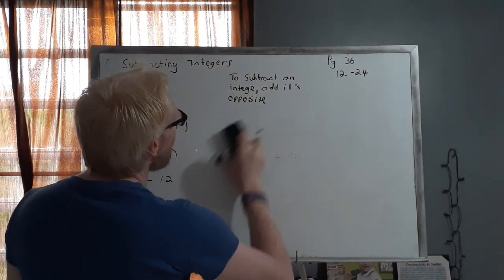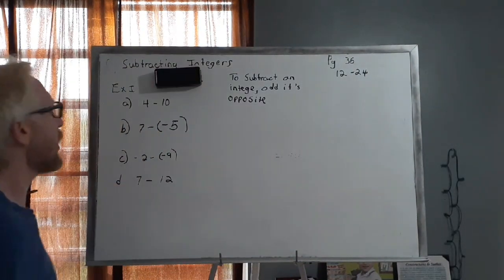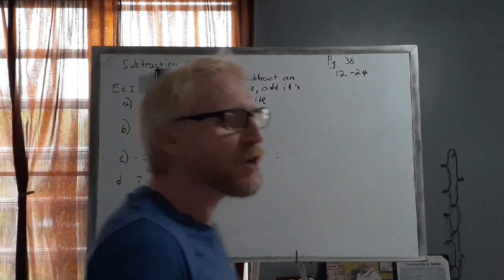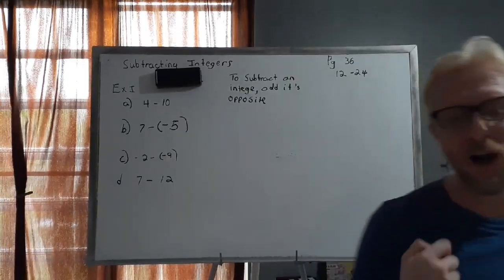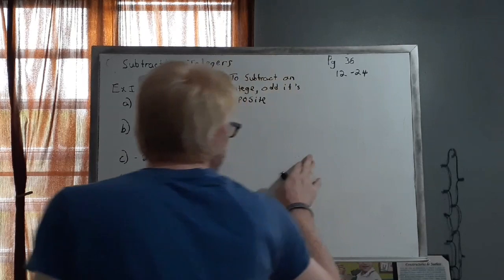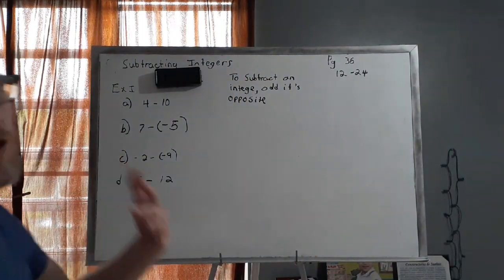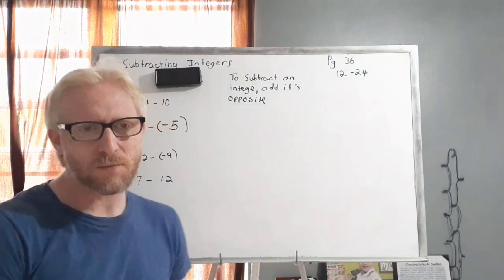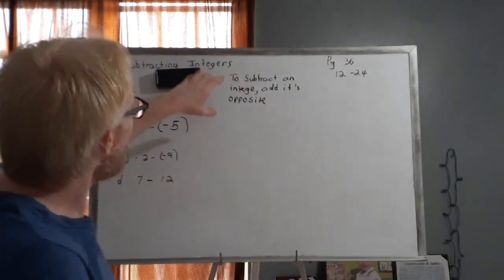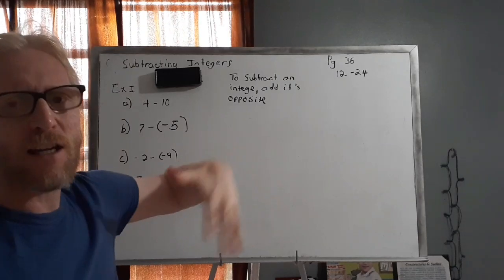Today, however, we're going to talk about subtracting integers. I have 4 examples, and at the end of these 4 examples, we are going to go into the practice problems for this video. To subtract an integer, there is a rule that for some students can be a little confusing, but if you pay close attention to it, it's quite easy. It says to subtract an integer, add its opposite.